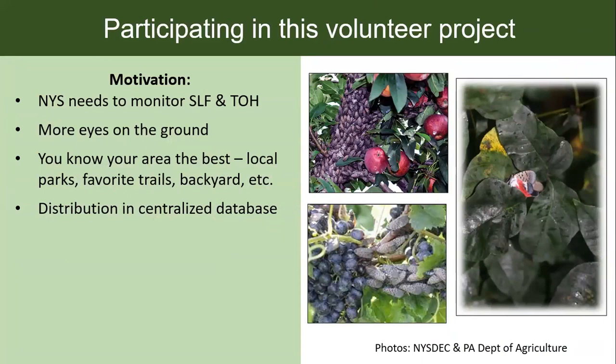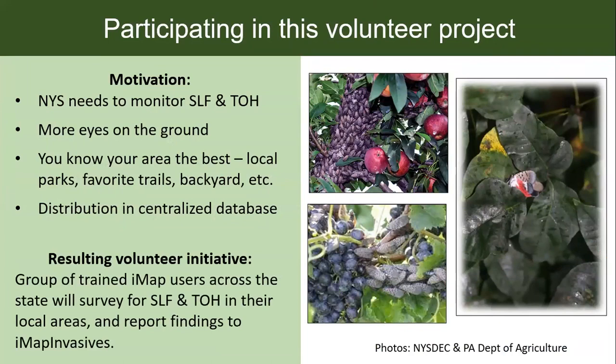And we acknowledge that volunteers and the public across the state know their local areas best. So you know your parks, your favorite trails, your backyard, et cetera, and you will know if some new invasive insect has popped up earlier than we would in terms of your own local areas. And we need this data in a centralized database. And so in order to try to accomplish that, we realized that what we need is a group of trained iMapInvasives users across the state who survey for spotted lanternfly and tree of heaven in their local areas and report their findings to iMapInvasives.